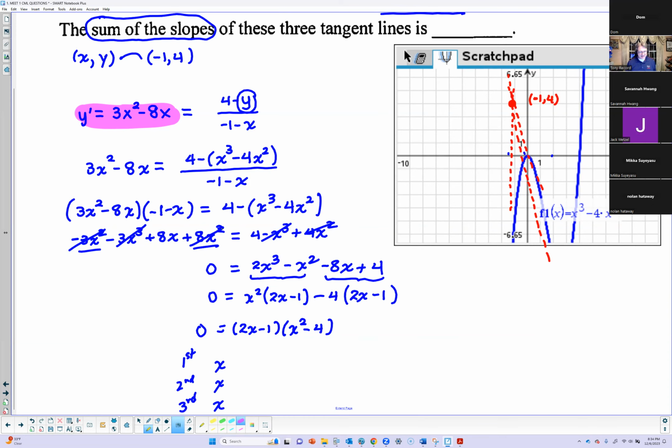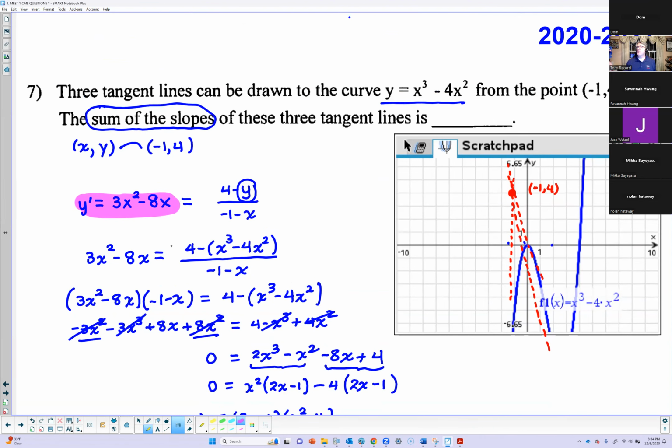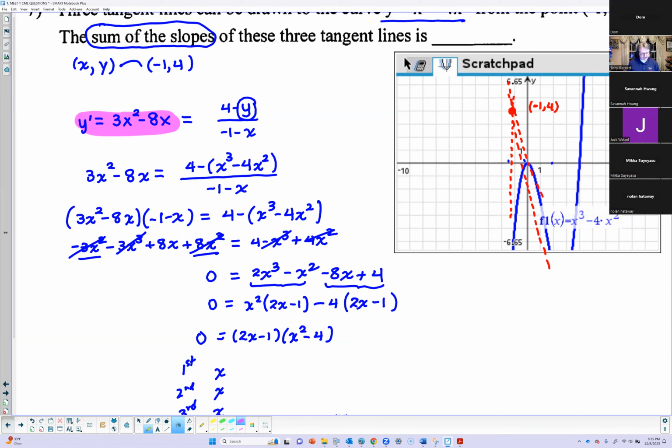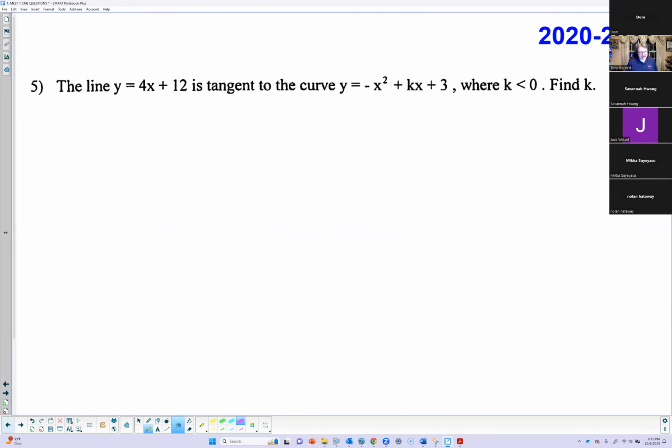So hopefully that makes some sense to you. Got another request, same CML, problem number 5. The line y equals 4x plus 12 is tangent to the curve whenever k is negative. Find k.